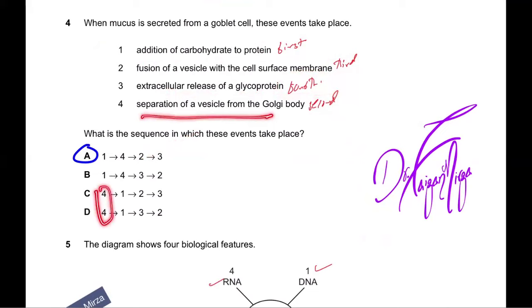Step 4 cannot be the first step, and obviously 3 and 2 cannot. Step 2 cannot be the last stage. Yes, 3 can be, but 4 cannot be the first. So C, D, and B are not the options.